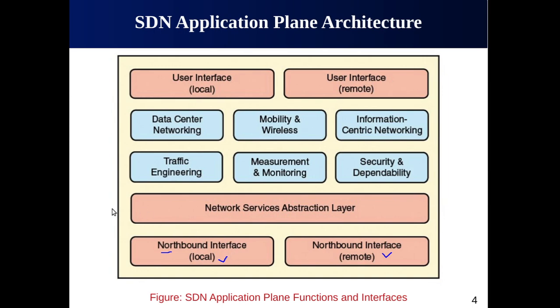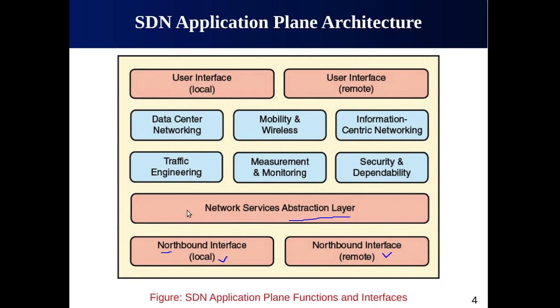Above this interface, we have the network services abstraction layer, which is defined in RFC 7426. This RFC defines this network abstraction layer, which sits between the control and the application planes, and describes it as a layer that will provide the service abstractions. This layer will provide an abstract view of the network resources, and it will hide the details of the underlying data plane switches or devices.